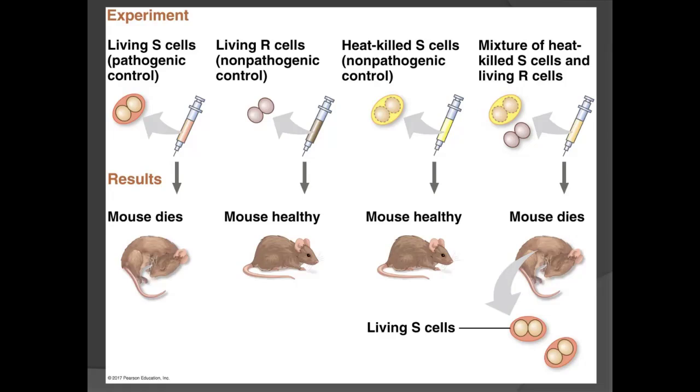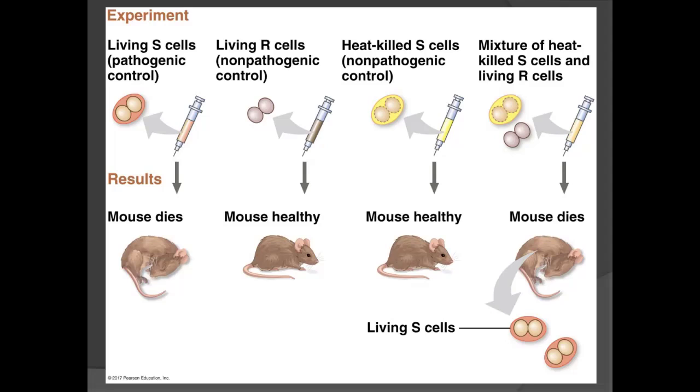In the third control group, Griffith injected mice with heat-killed S cells. In this group, the mice ended up healthy. This was also considered to be a non-pathogenic control. Because the S cells were heat-killed, they were not transcribing or translating their genetic information.